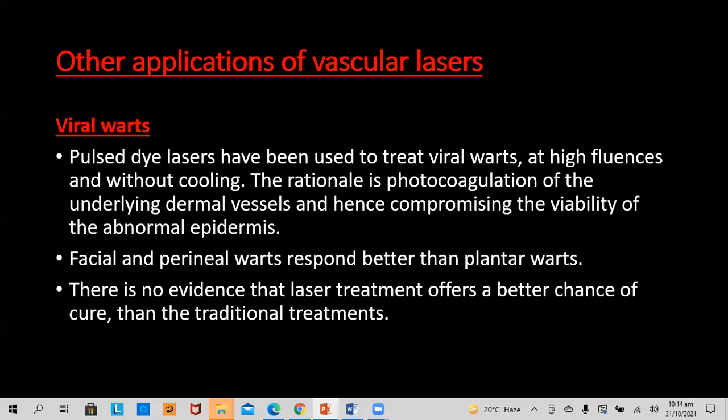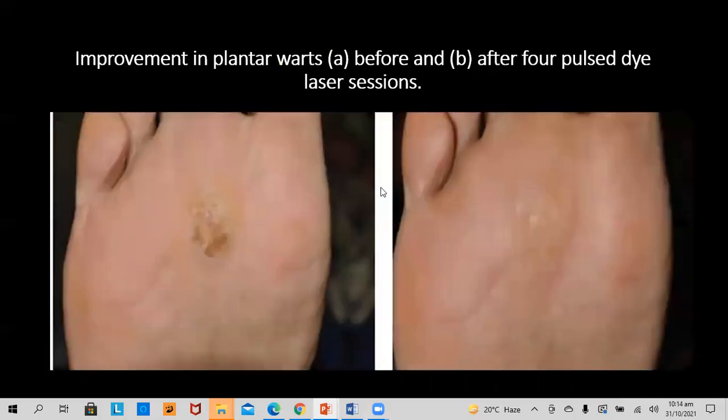There is no evidence to suggest that laser treatment offers a better chance of cure than the traditional treatments like cautery, cryotherapy, etc. So this photograph shows improvement of a plantar wart after 4 PDL sessions.